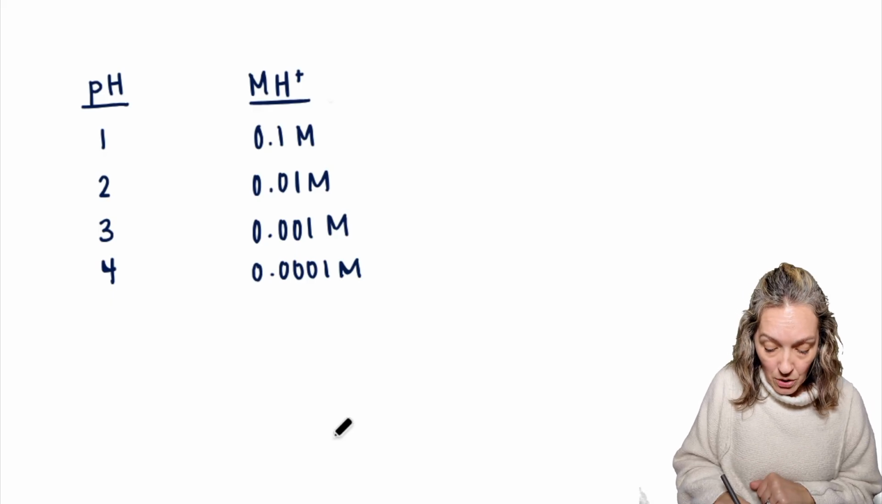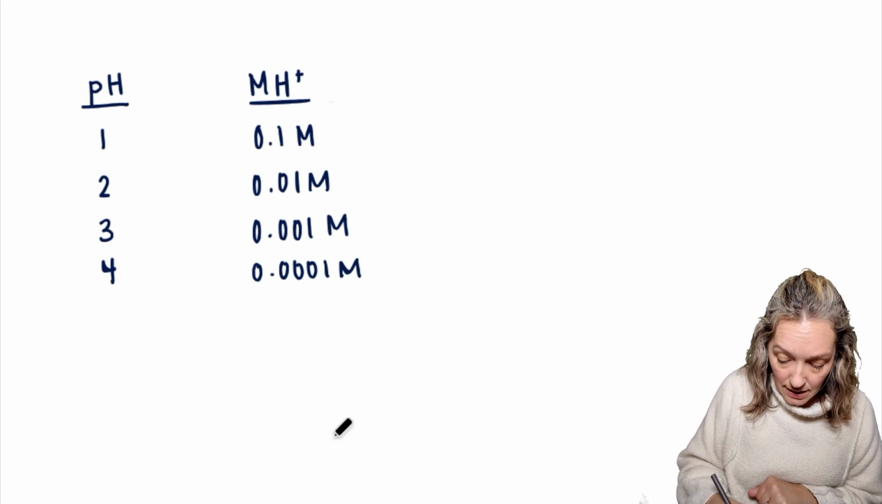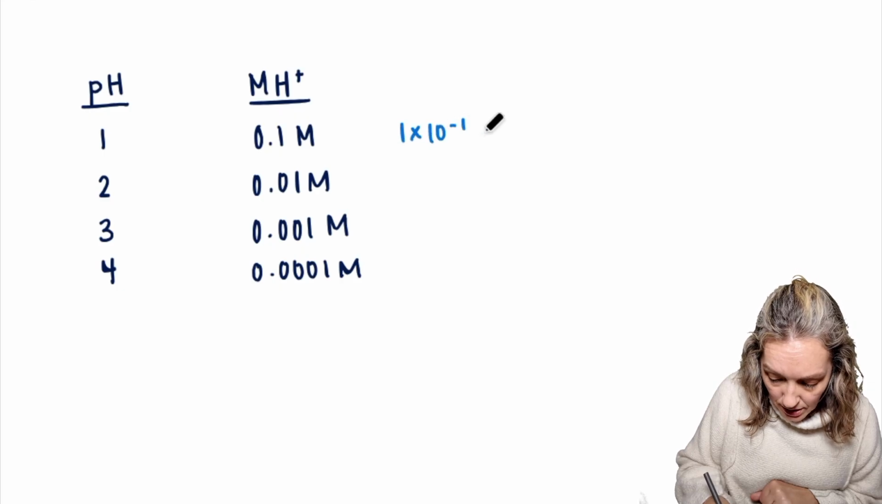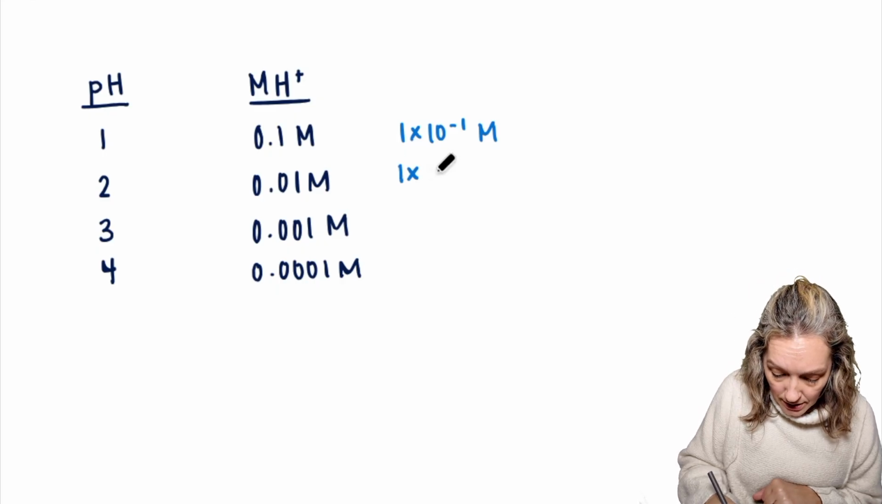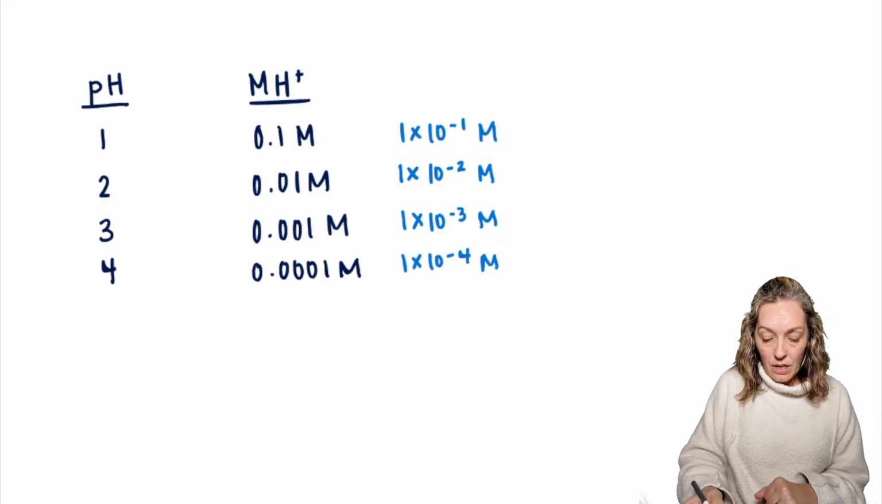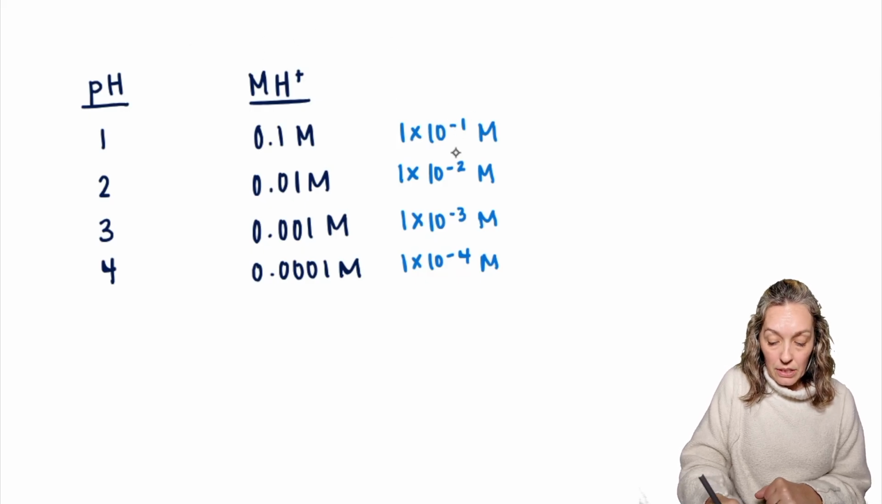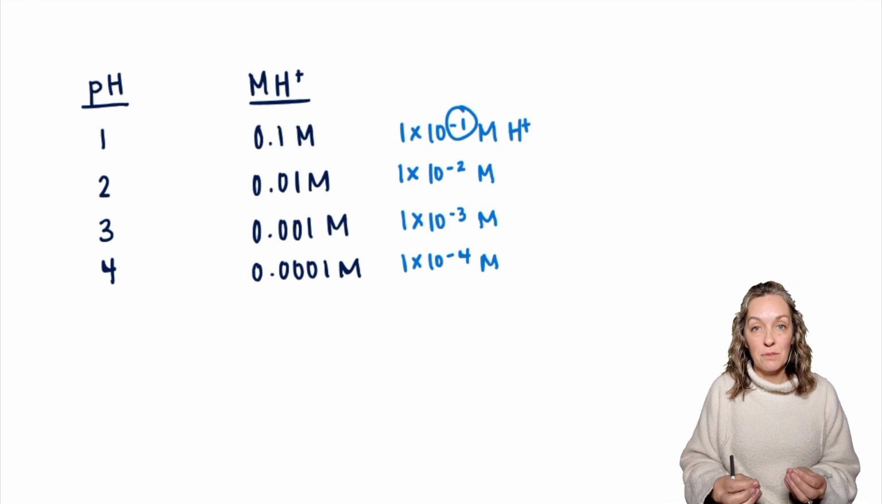So mathematically, we can easily see this relationship if I write my molarity of H+ in scientific notation. If I write this in scientific notation, this number is equal to 1 times 10 to the negative 1. This molarity is equal to 1 times 10 to the negative 2, 1 times 10 to the negative 3, and 1 times 10 to the negative 4. So when we write it in this format, it's easy to see the connection between molarity and pH. The molarity of H+ is equivalent to the exponent.